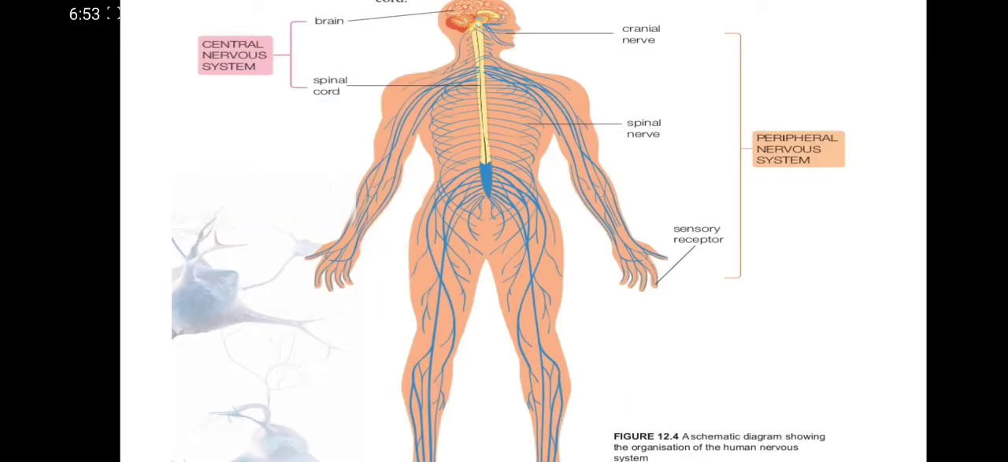So this Figure 12.4 shows the schematic diagram showing the organization of the human nervous system. So this one is the CNS. The central nervous system consists of the brain and spinal cord, saraf tunjang. And then the second subsystem, the peripheral nervous system, consists of the cranial nerves and also the spinal nerves. So remember, the cranial nerves will send nerve impulses to and from the brain, while the spinal nerves here will send nerve impulses to and from the spinal cord.